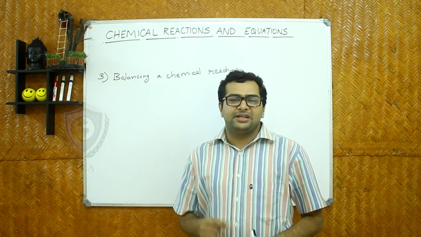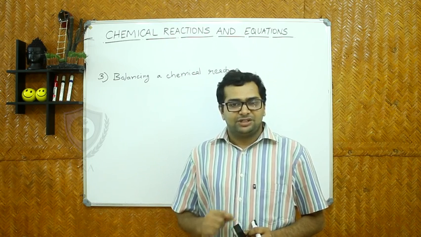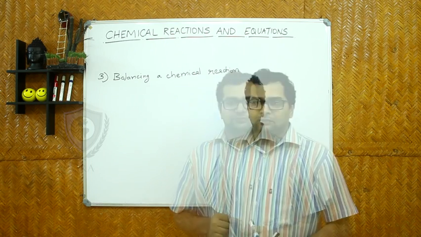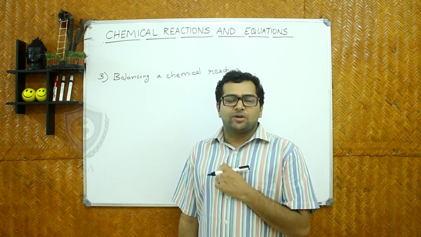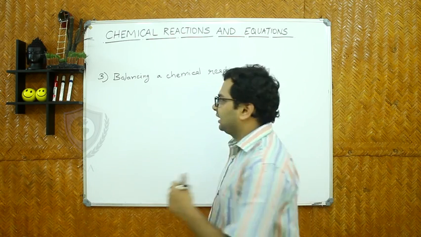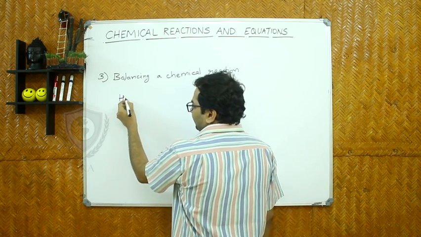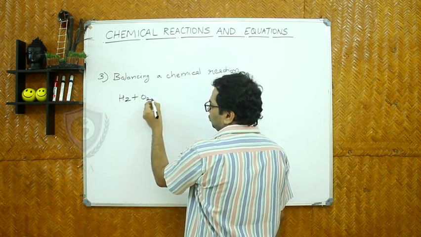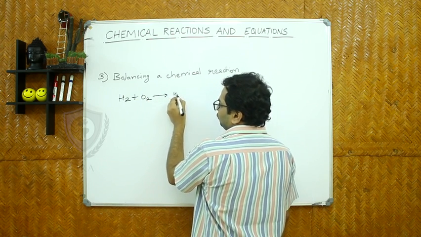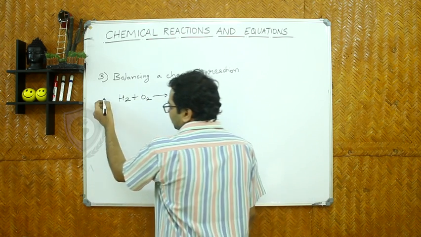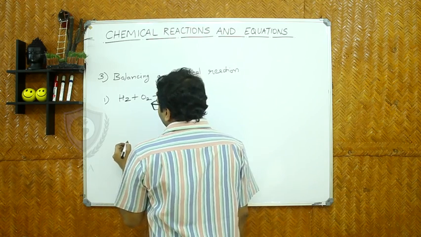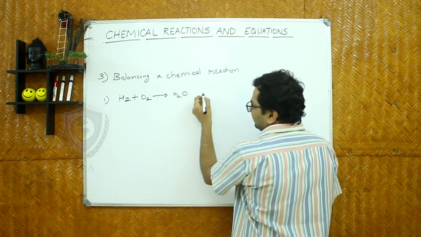So we'll start with a very simple example, which is the formation of water. So let's look at H2 plus O2. How does it get balanced? H2 plus O2 forms H2O. So this is our first equation which we are going to do, right? So let's look at this particular example.